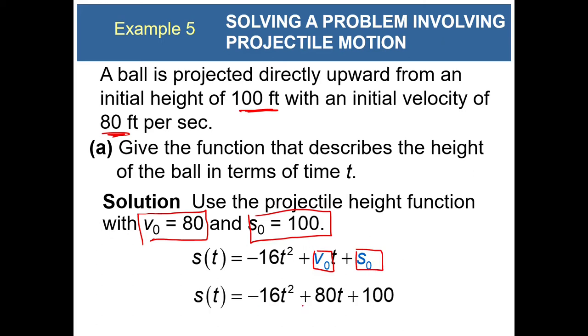s of t equals negative 16t squared plus 80t plus 100. And so here is our equation that describes the position based on the time t.